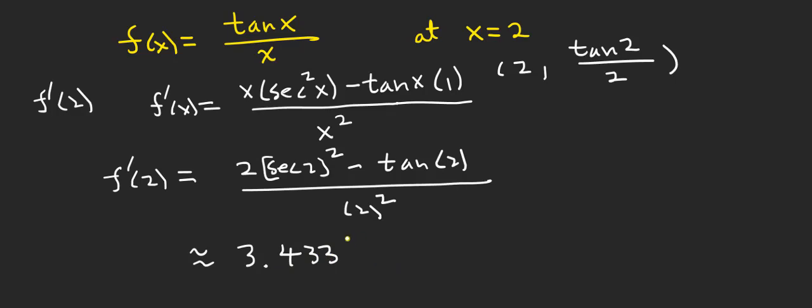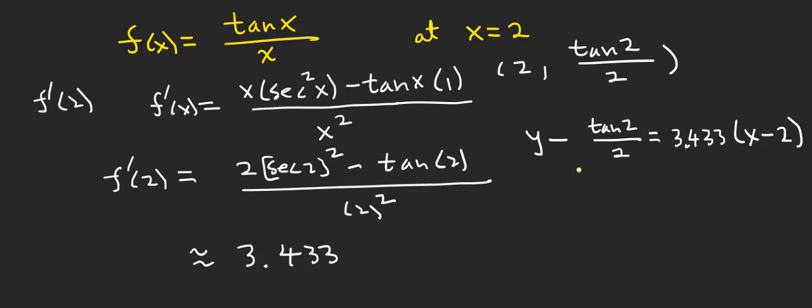So this is your slope, and you have a point. So what would be the equation of the tangent line? It'll be y minus, well, you could change that to decimals if you want. Let me just leave it as tangent 2 over 2 equals 3.433 times x minus 2. So that will be the equation of the tangent line.